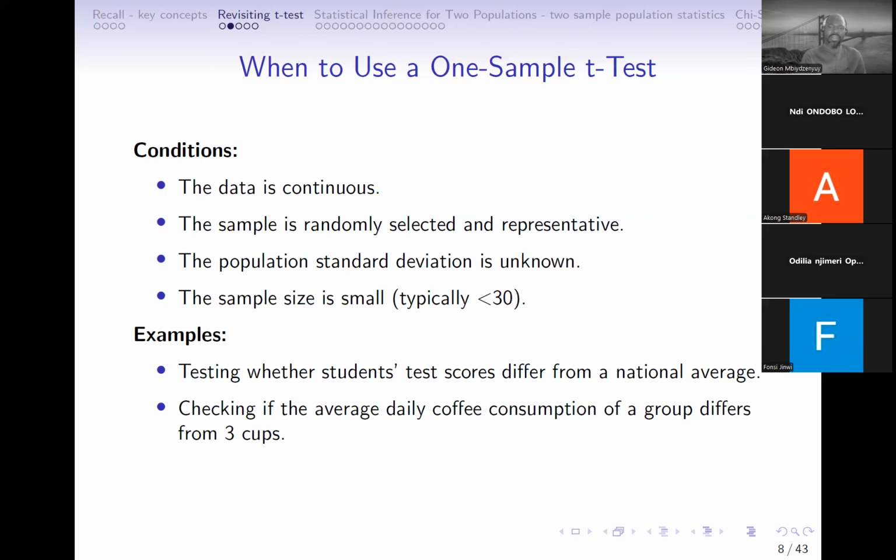Representative here means that if you pick a sample, the characteristics of the sample are the same as the characteristics of the population. For instance, if our population is a class where you have male and female students, that is a characteristic of the population. A representative sample cannot simply be males or females. It has to be both. Then it's representative. So the sample is a randomly selected sample and it is representative of the population.